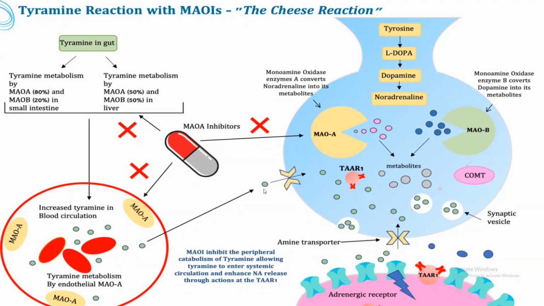And that MAO-A oxidase converts noradrenaline into its metabolites. The same MAO oxidase converts dopamine into metabolites, and what happens at the last? MAO inhibitors inhibit the peripheral catabolism of tyramine, allowing the tyramine to enter the systemic circulation, and they enhance the noradrenaline release.